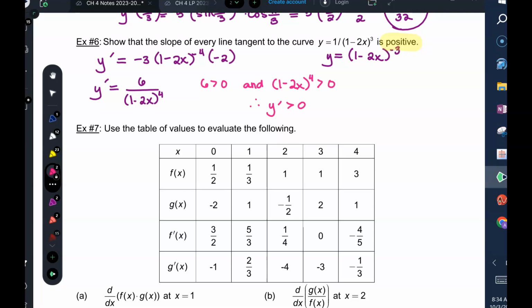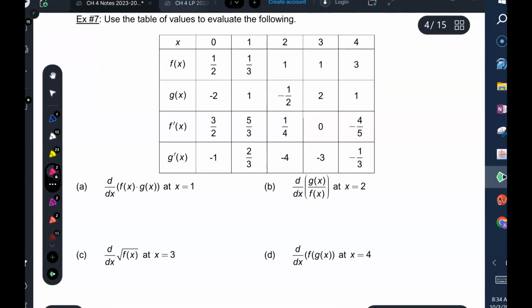Okay, this last example was very similar to one of the problems in the homework. So we're showing that the slope of every line tangent to the curve is positive, so we have to find the formula for the slope of the tangent, and we're just showing that the slope is always going to be positive. So no matter what we plug in for x, we're always going to get a positive number. So hopefully once we go over this one, that problem in the homework will make more sense.